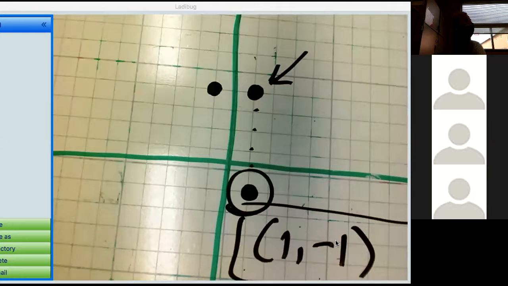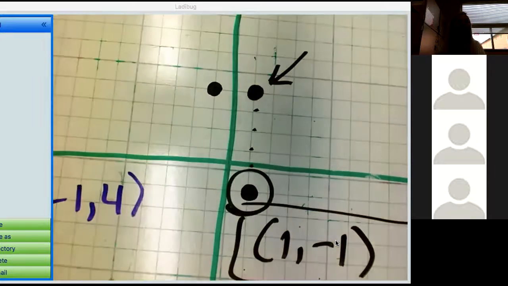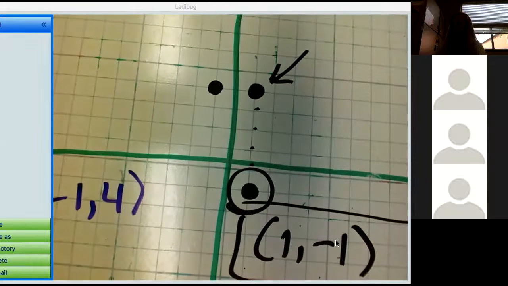I wrote out the equations and then I just flipped the first, like the x, and I just went down 5 for the y. Okay, good. Did y'all hear what he said? Sorry, I know y'all got distracted.